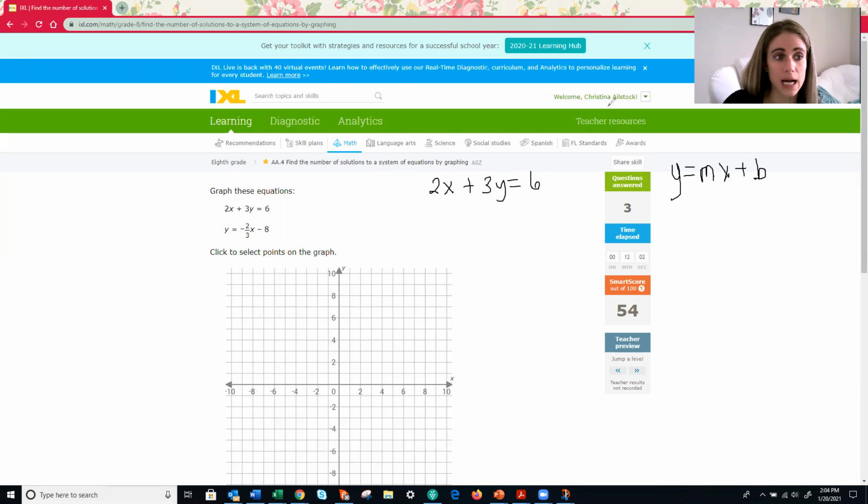Well, the first thing I notice is that if it needs to be in slope-intercept form, your x is on the right side of the equal sign. But right now, the x is on the left side of the equal sign. So I need to move that 2x, that mx basically, over to the other side. How do we move something to the other side of the equation? We do the inverse, the opposite. So if it's a positive 2x, I'm going to move it to the other side by subtracting 2x.